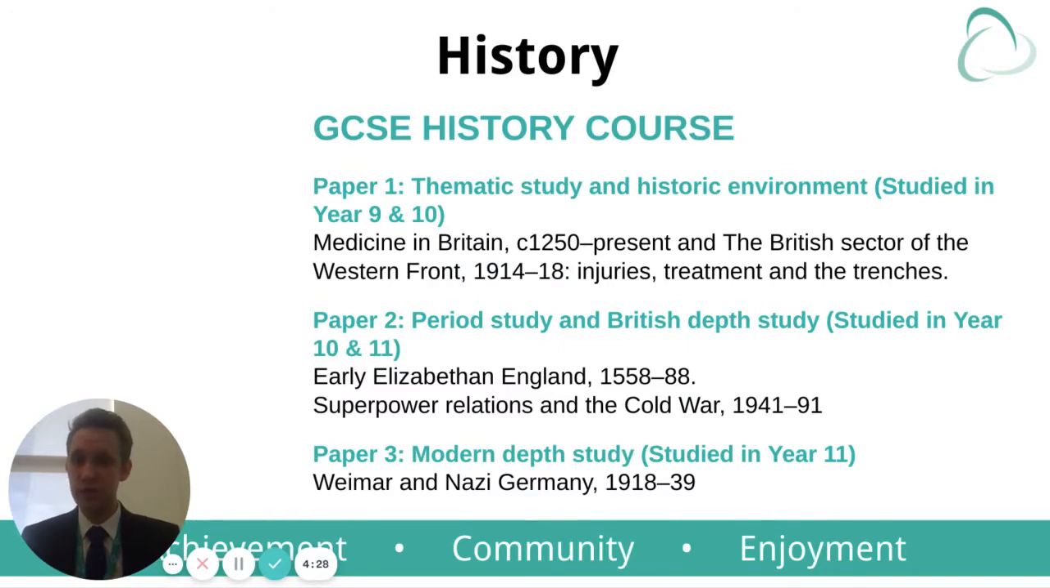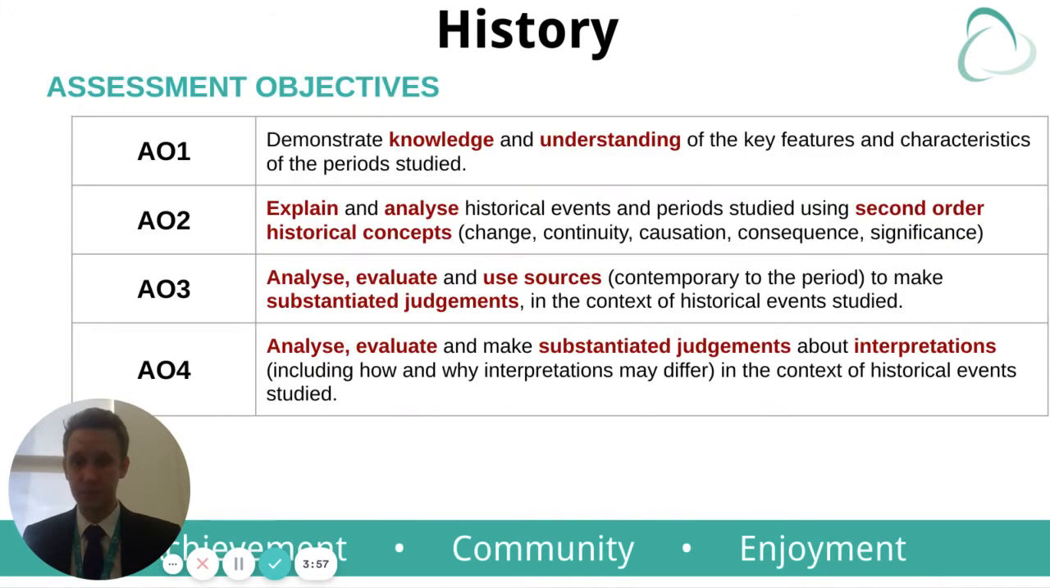Now, the course itself for Key Stage 4 for GCSE will be spread over 3 different papers. The first paper is a thematic study which focuses on medicine in Britain through time, as well as medicine on the Western Front. The second paper goes through early Elizabethan England and superpower relations and the Cold War. And the third paper, which will be done in year 11, will cover Weimar and Nazi Germany in the interwar years between World War I and World War II.